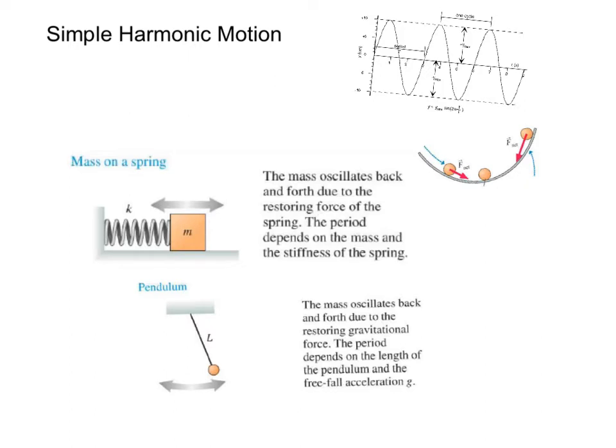And what we will find is that for the simple harmonic motion of a mass on a spring, the period will depend on the mass and the stiffness of the spring. And for a pendulum, the period will depend on the length of the pendulum and the free fall acceleration, g.